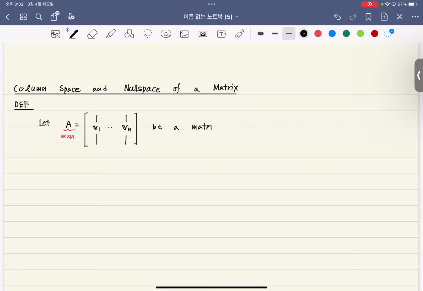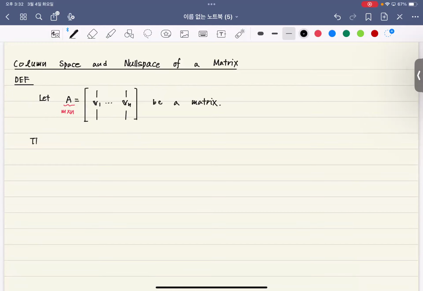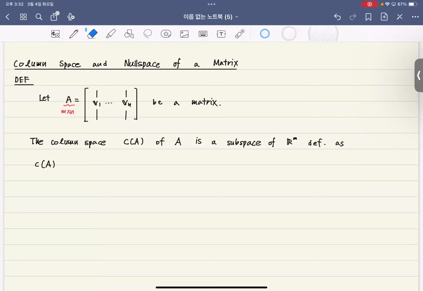This is a matrix, and the column space, which will be denoted by C(A), of matrix A is a subspace of R^m, sorry, R^m, not R^n, defined by the span of its columns. So this is the definition.